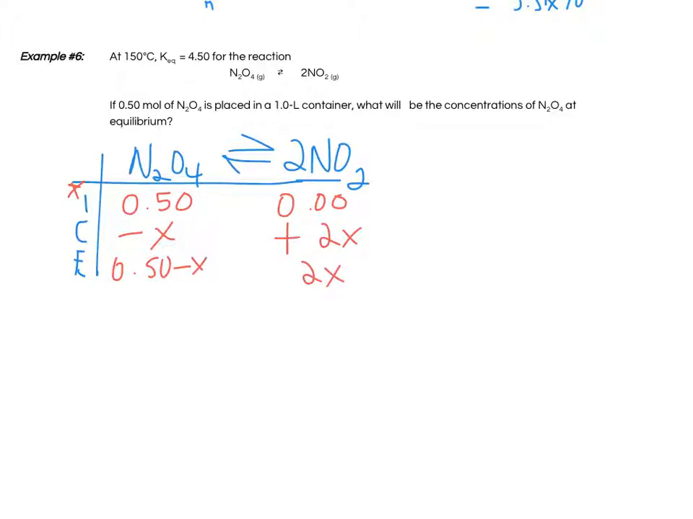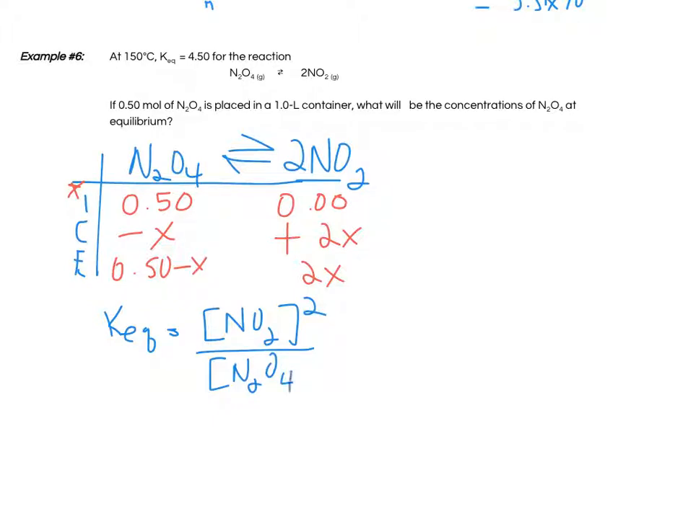All right, let me carry on with this solution. So the next thing to do is to write out my equilibrium expression, KEQ. So KEQ for this will be the concentration of my product NO2 all squared divided by the concentration of my reactant N2O4.